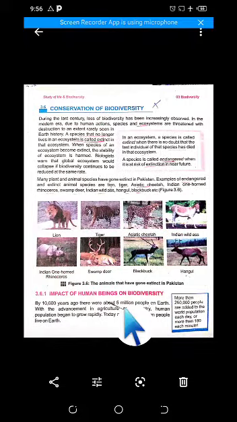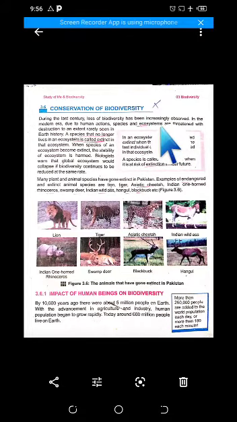Okay, now comes the next topic, 3.6, conservation of biodiversity. Conservation means to conserve, to preserve, or to protect the biodiversity, the variety of organisms, the organisms which are on the danger line. We need to conserve them, we need to protect them. Fine, how? First of all, there are two terms.